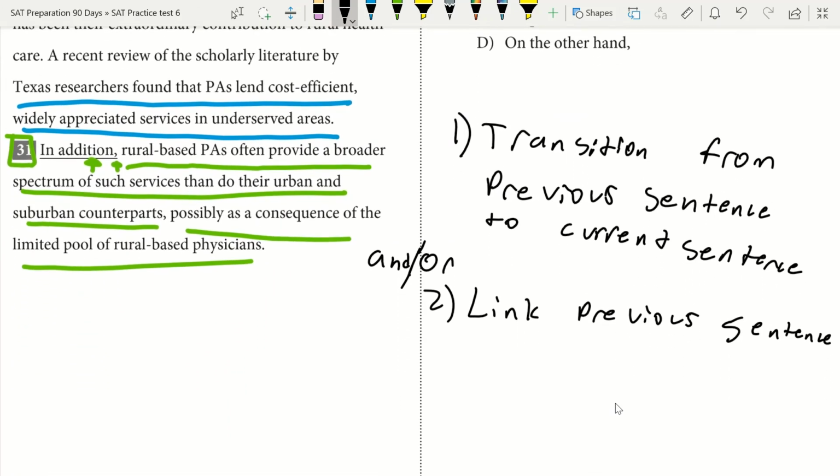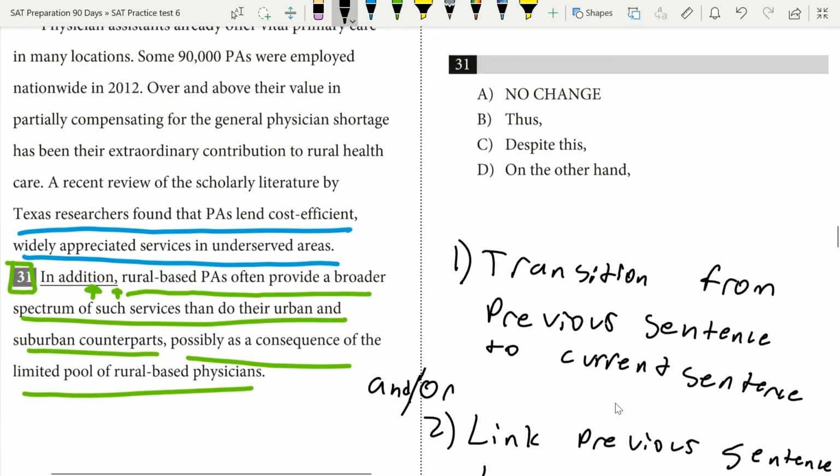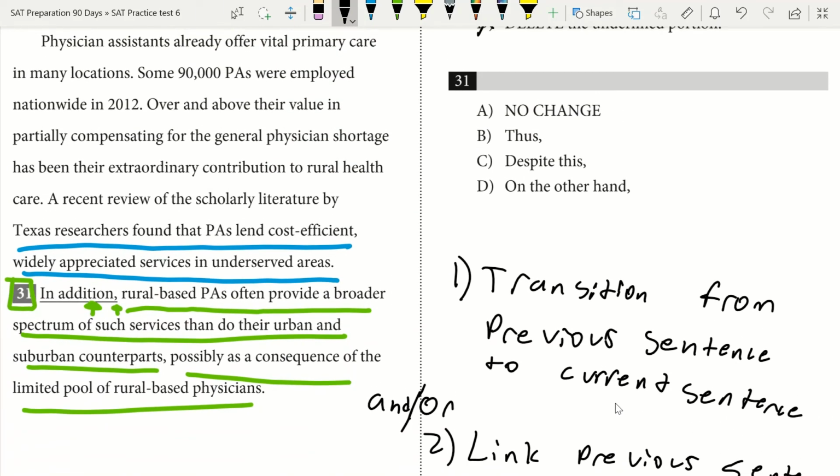If I see something like "in addition" followed by a comma, or "however" followed by a comma, or anything like that, I want to link that previous sentence to my current sentence, or transition from that previous sentence to my current sentence. So that's the big tip that I have for you today. I want to quickly run through that with question 31 because I think it provides a good example of what to look for.